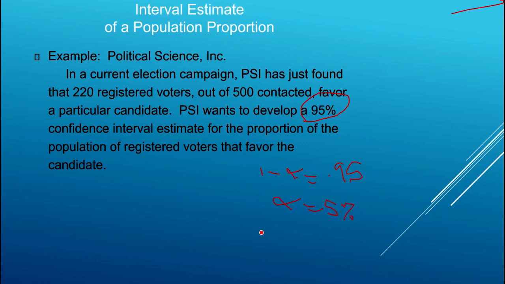So we've got alpha equal to 5%, but we have two tails to consider because we have an upper end to our confidence interval and a lower end to our confidence interval. So we need alpha over 2. We're going to be concerned with alpha over 2, and alpha over 2 is going to be 2.5% or 0.025. So keep that in mind.